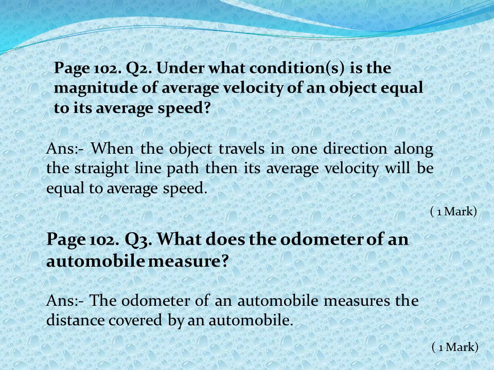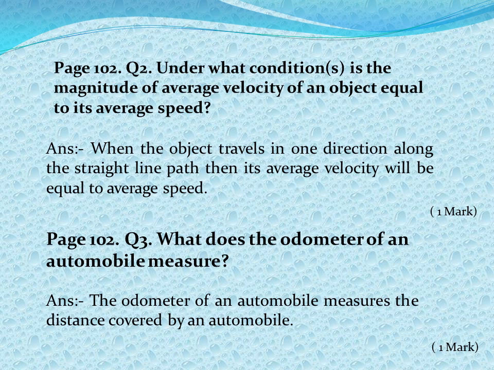Page number 102, question number 2. Under what conditions is the magnitude of average velocity of an object equal to its average speed? Answer: When the object travels in one direction along a straight line path, then the average velocity will be equal to average speed.